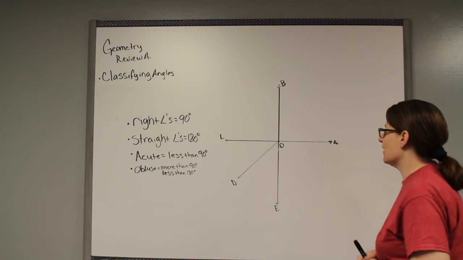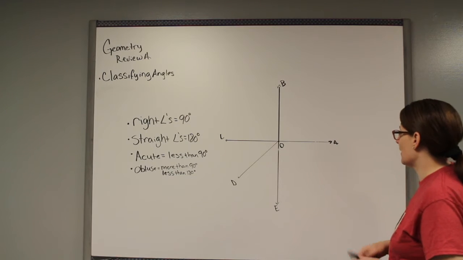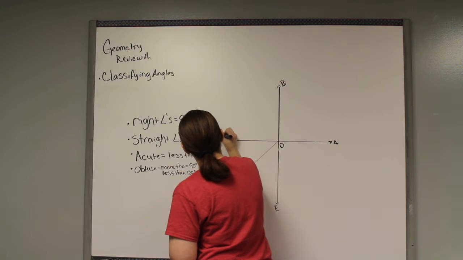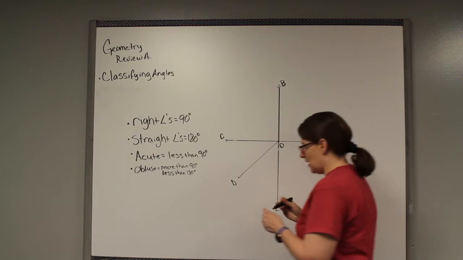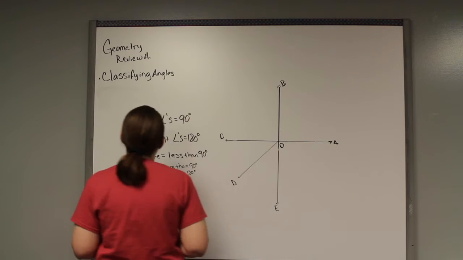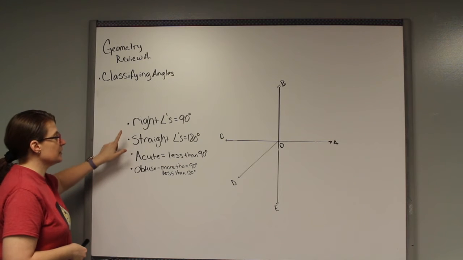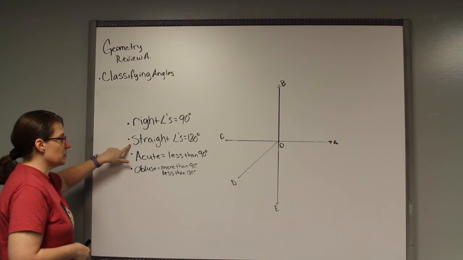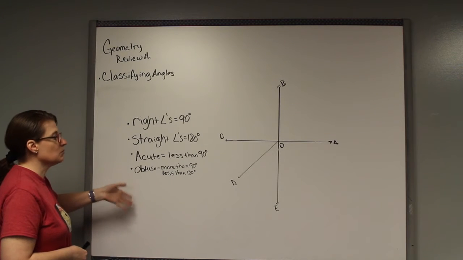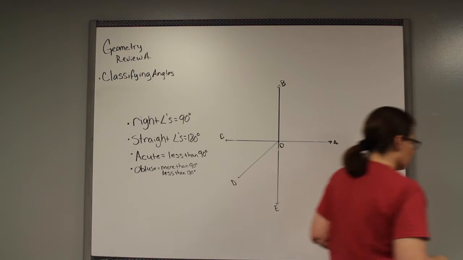So, classifying angles. I just drew a random picture with angles and labeled it randomly, and that looked like an L, but it's really supposed to be a C. And I wrote down some of the main facts that you want to look at. Right angles are equal to 90 degrees. Straight angles are equal to 180. Acute is less than 90, and obtuse is more than 90 but less than 180. And learning how to pick those things out.